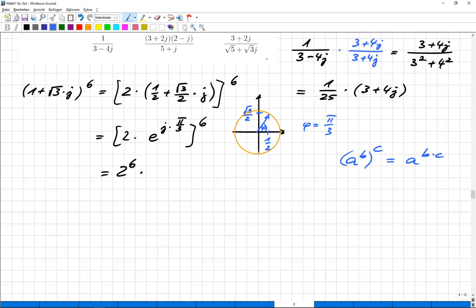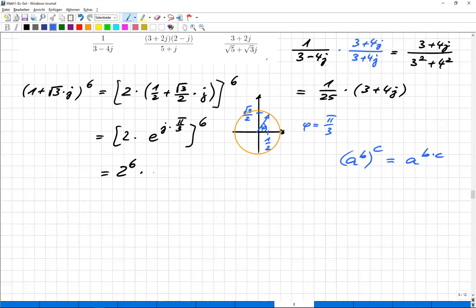So a to the power of, you can take these exponents and multiply them. And that's what I'm doing here. So 6 pi thirds, if I reduce to lowest terms, what do I get? I think it is 2 pi, isn't it? 6 pi thirds, it's 2 pi, isn't it?